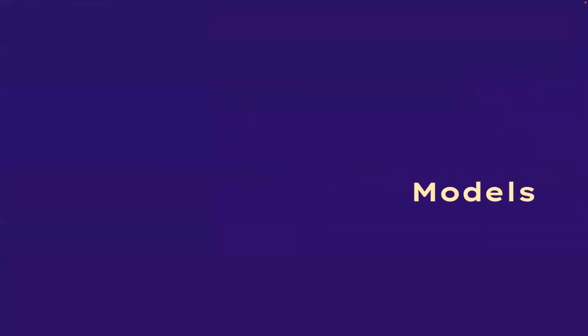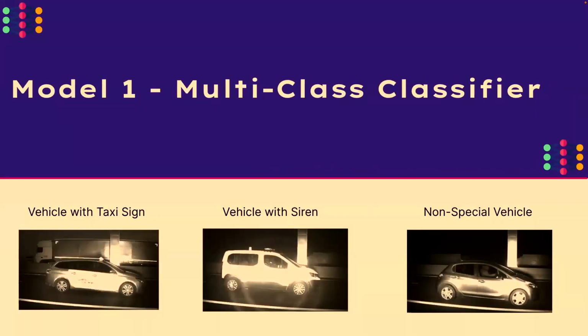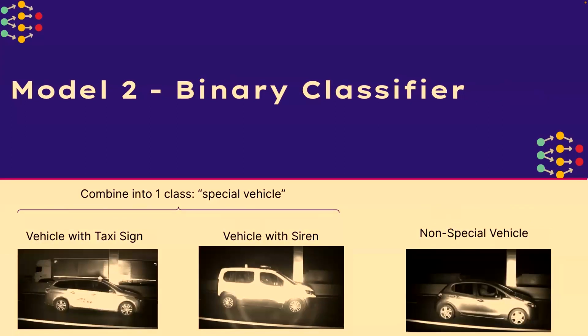All right, so a bit about our methodology. We train two different models. The first is a multi-class classifier, where our three classes are vehicle with taxi sign, vehicle with siren, and non-special vehicle. But really, we only care about distinguishing between special vehicle and non-special vehicle. So we can combine those two classes of taxi sign and siren into a single class called special vehicle, right? And train a binary classifier instead.